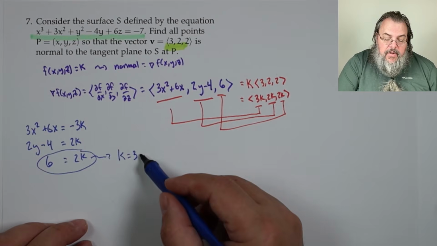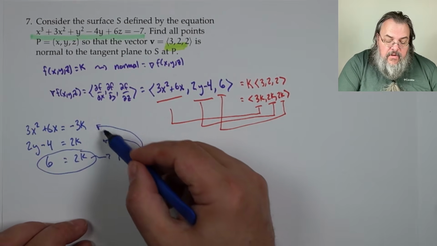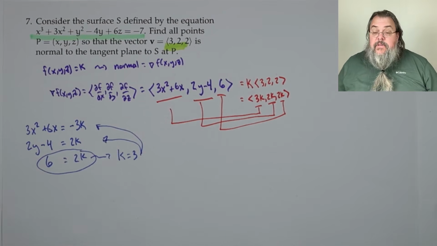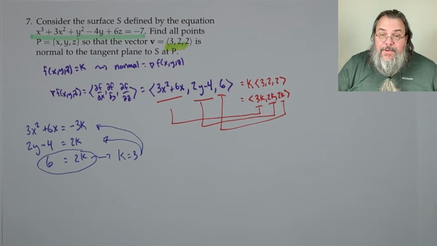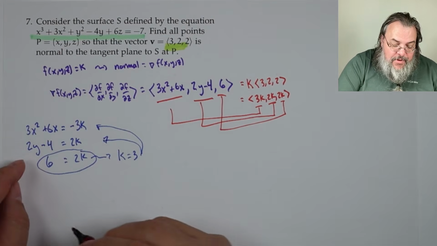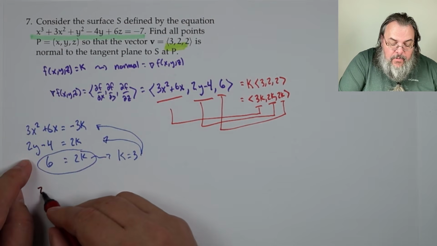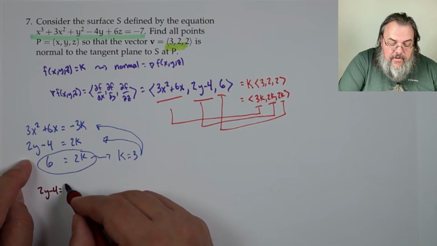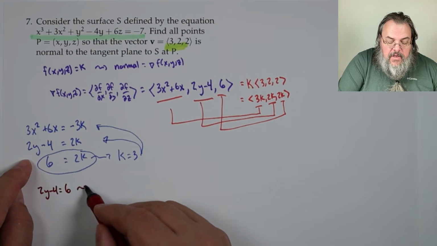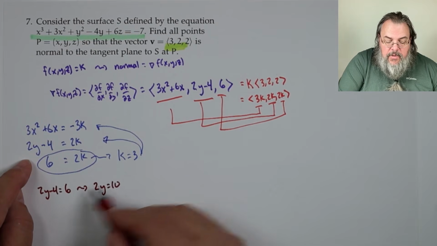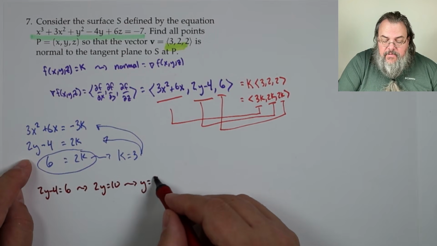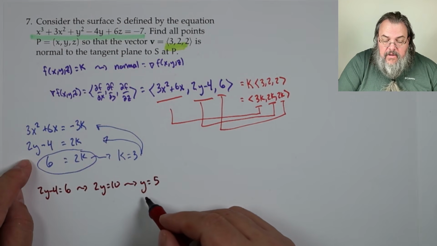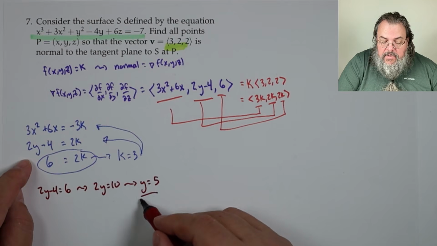Let's plug that into the other equations. It gives us two things. Let's do the y equation first because it looks simpler, and I'm a fan of doing simpler things. We get that 2y minus 4 has to be 6. That becomes 2y equals 10. We add 4 to both sides, and that becomes y equals 5. So y has to be 5.